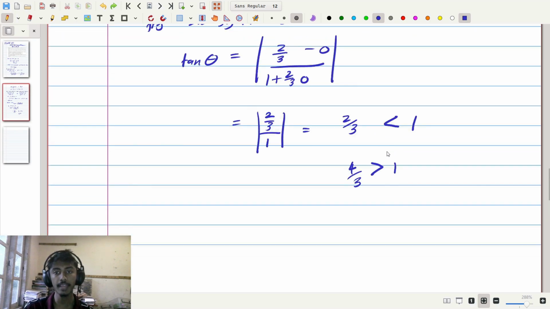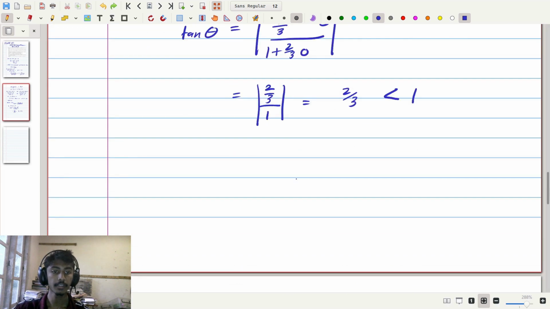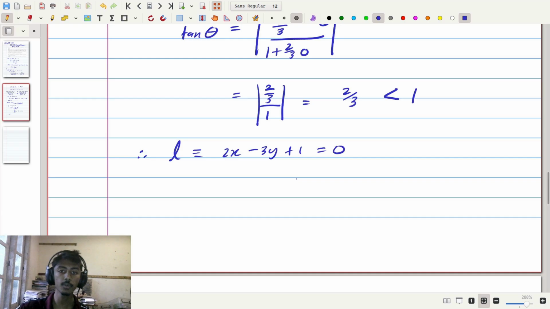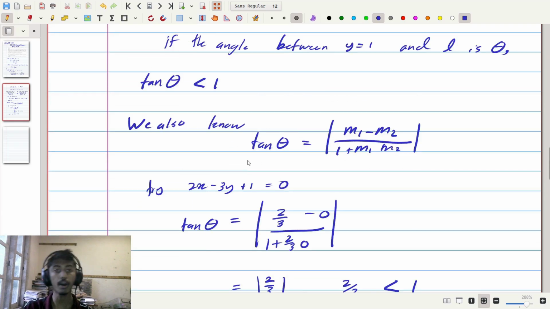But in this case, we didn't get that. We directly got a value that's less than 1. And therefore, the line corresponding to that, which is the line of 2x minus 3y plus 1, is the line L. So we can say, therefore, L is given by 2x minus 3y plus 1 equals 0. And with that, we have also found the equation of the line L.